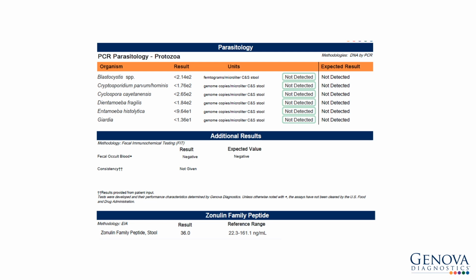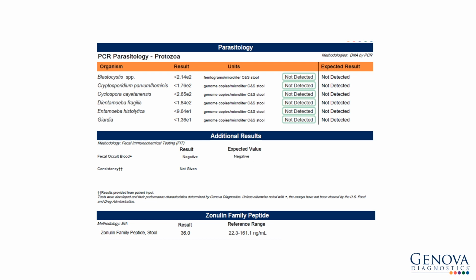Consistency and color are reported by the patient at the time of collection, and here the patient forgot to report that. Additionally, on this page, some practitioners may add on zonulin family peptide to assess inflammation and gut barrier function. In this case, it was normal.